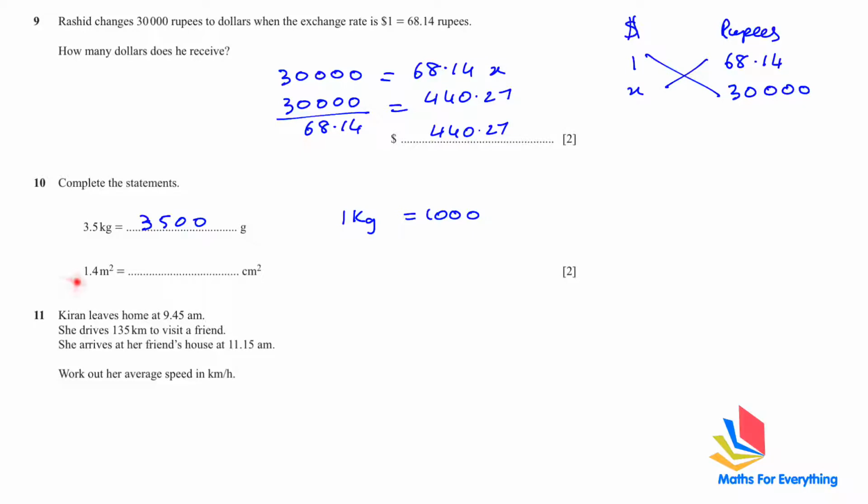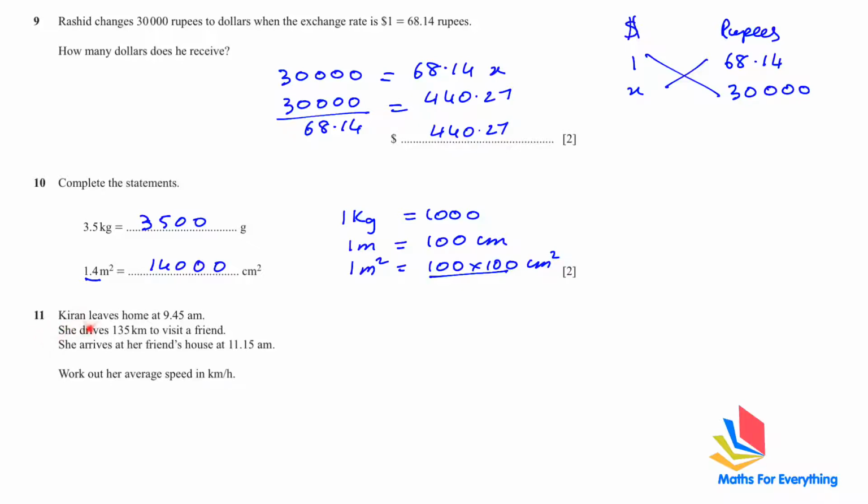Next, 1.4 square meter is equal to how many square centimeter? 1 meter is equal to 100 centimeter. Therefore, 1 square meter is equal to 100 times 100 square centimeter. So we are going to multiply 1.4 by 100 times 100, 14,000 square centimeter.